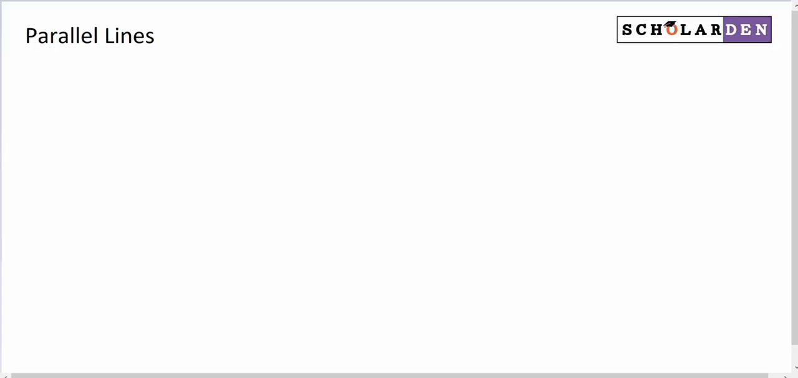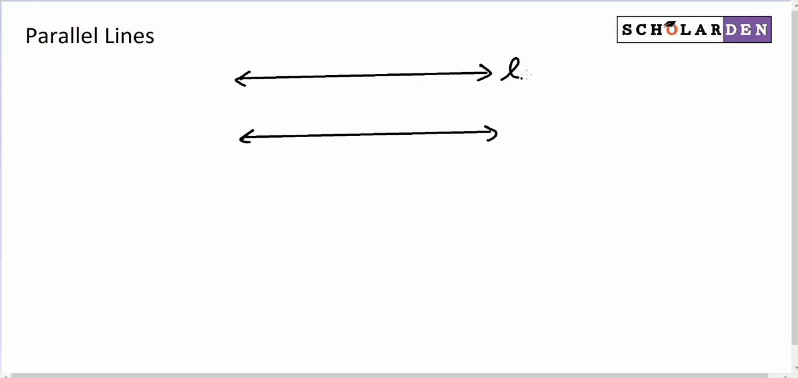Hi everybody. In this video, we're going to talk about parallel lines. Parallel lines are lines that never cross or never have a point of intersection. So let's say we have this line, and they never cross. We'll call this L1 and L2. We would say L1 and L2 are parallel if they have no point of intersection.